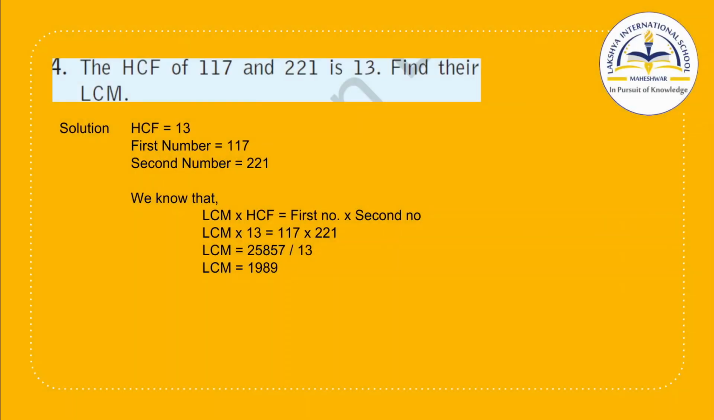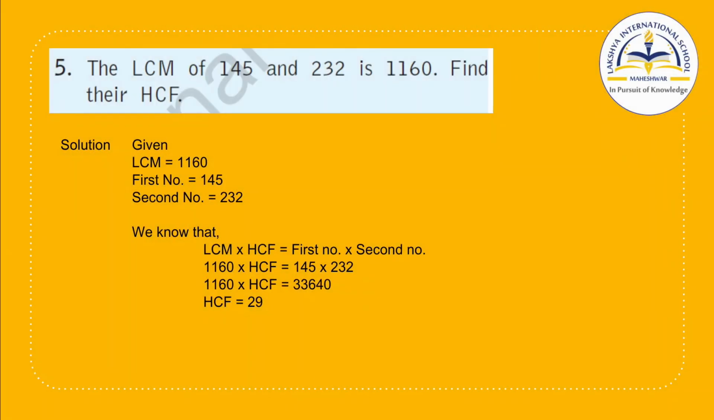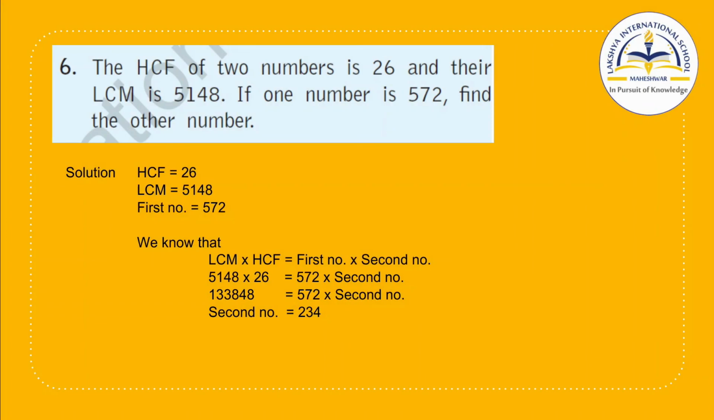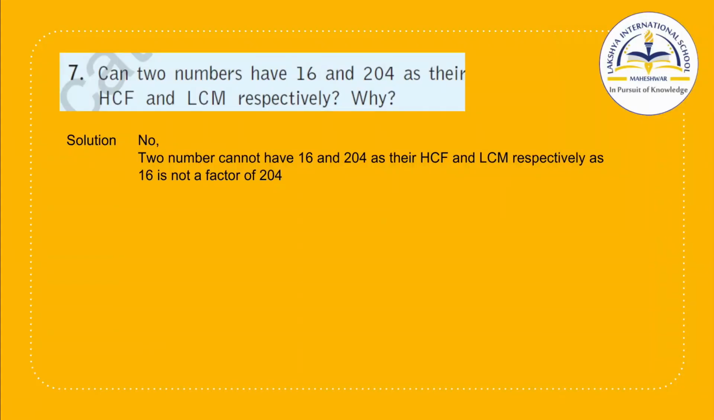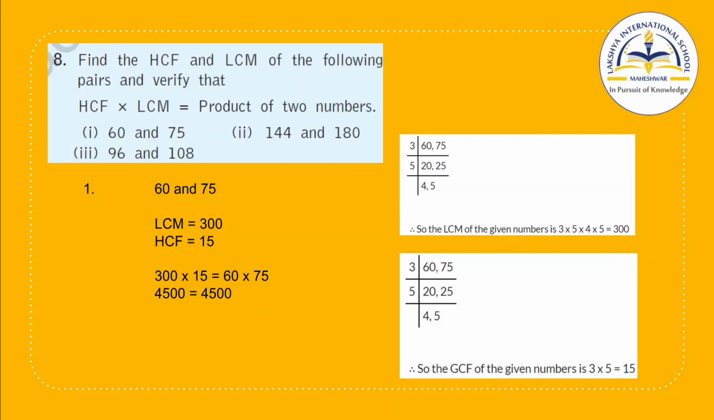Question number 4, in the same manner by using this formula you have to solve this question. This one also you have to solve, this one also using the same formula. Now question number 7: can two numbers have 16 and 204 as their HCF and LCM respectively? The solution is no, two numbers cannot have 16 and 204 as their HCF and LCM respectively, as 16 is not a factor of 204, that's why they cannot be the HCF and LCM.